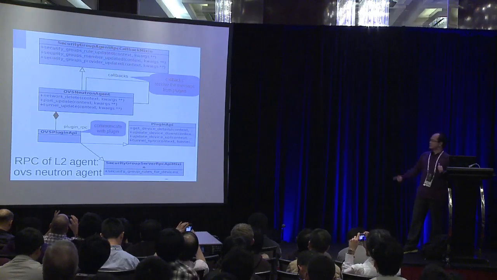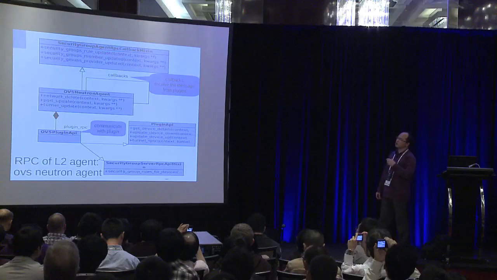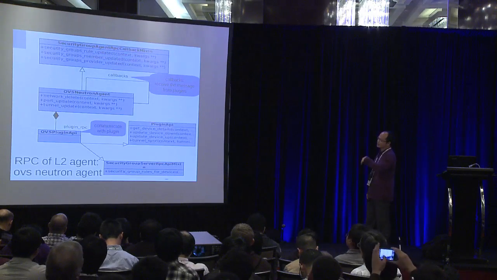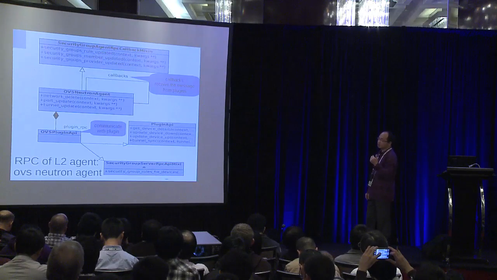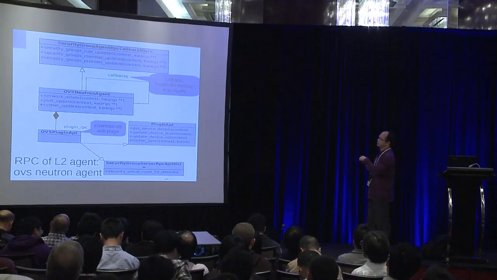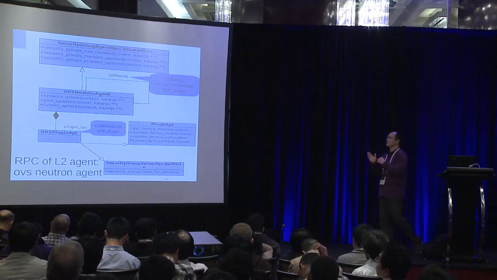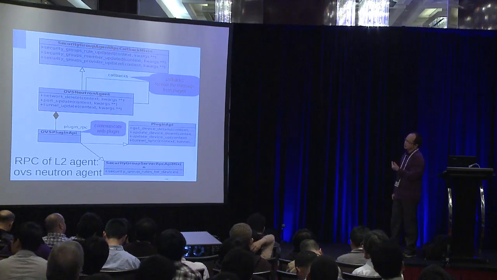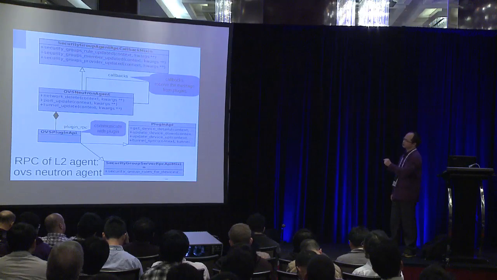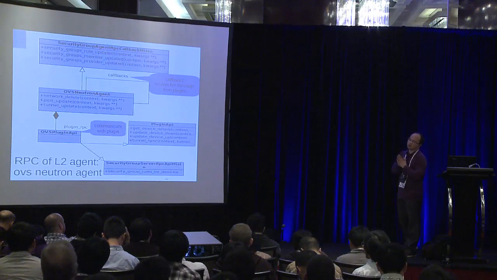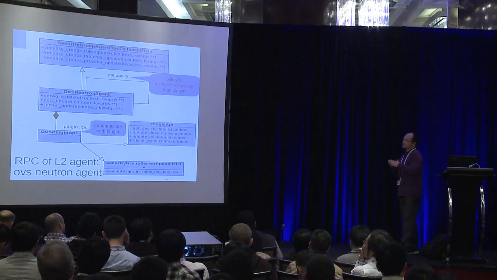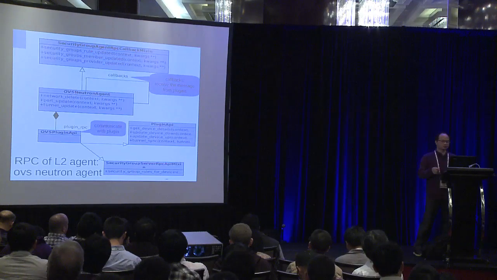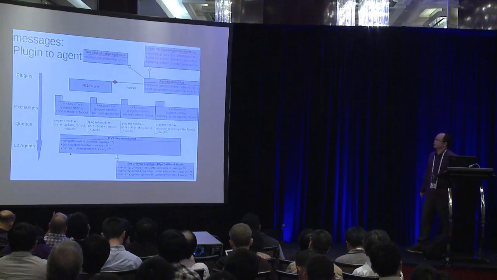Okay, this is the RPC structure on the Open vSwitch agent. You can see that at the center is the OVS neutron agent. It is the class that is used when we start the Open vSwitch agent. The Open vSwitch agent will create one object of OVS neutron agent. OVS neutron agent has one member attribute, plugin RPC. The plugin RPC is used to send a notification or get information from plugins. And the OVS neutron agent class also defines some callback functions. The functions are used to receive the messages from plugins.